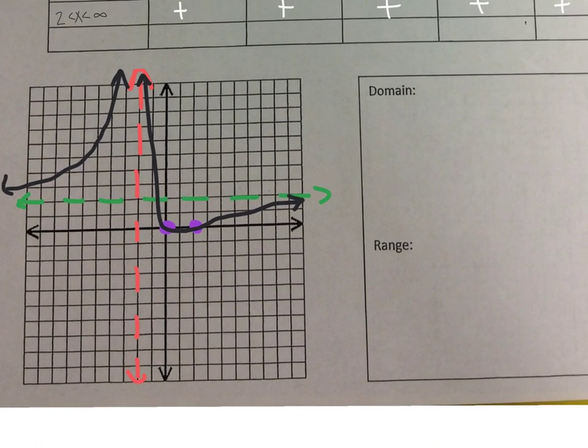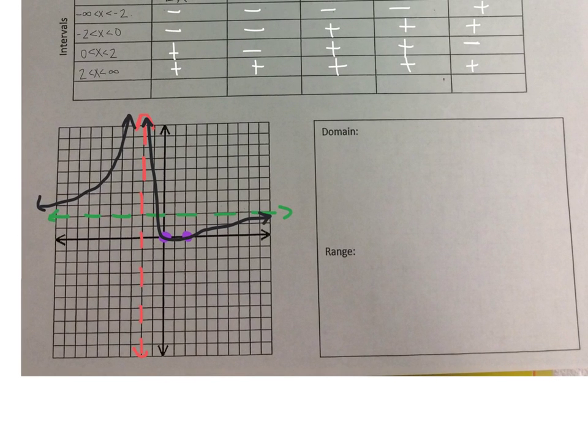So my domain, well, the domain is easy to figure out because the domain is affected by the vertical asymptotes and the holes. So my domain is going to be from negative infinity is less than x, which is less than negative 2, or negative 2 is less than x, which is less than infinity.